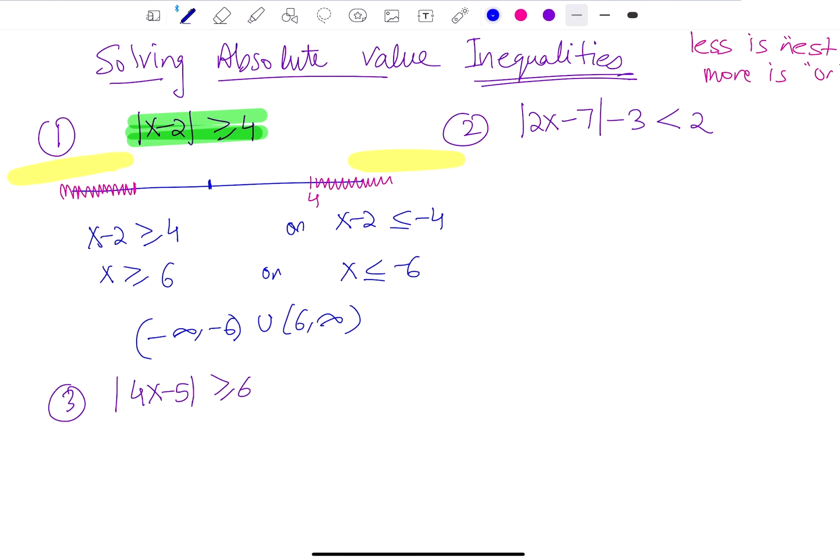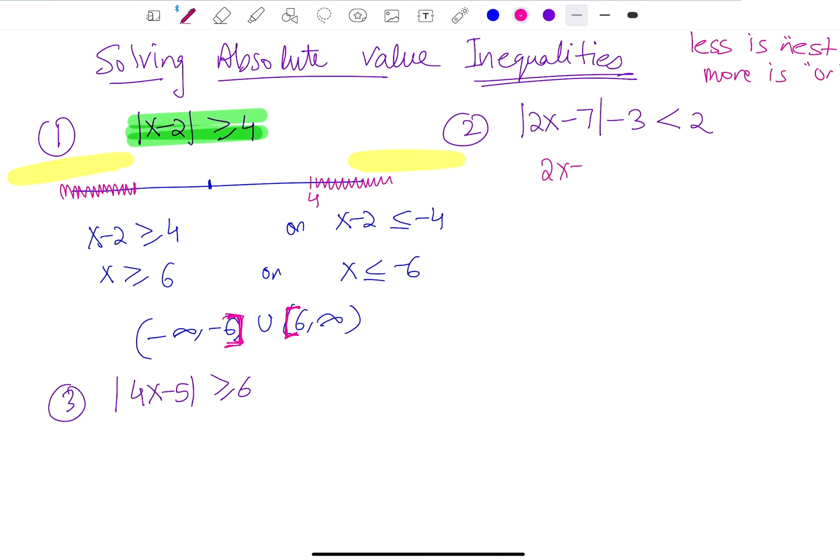Because we have the equal sign, I'm going to go back and make a correction. The 6 and negative 6 will be included because x is greater than or equal to 6. If I did not have the equal sign, we would use parentheses, but because there's an equal sign, we would use brackets. Let's see another example.